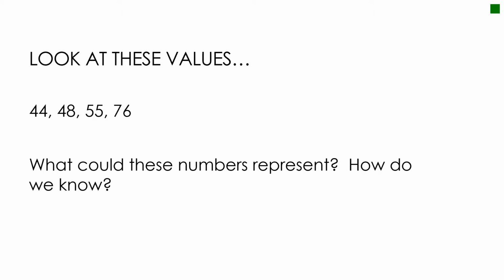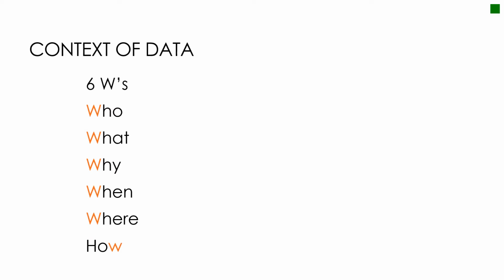Looking at these values, 44, 48, 55, 76, I have no idea what these values represent, why I've collected them, etc. How would we know? Well, we would need to know the context of the data, and that's the 6 W's. That's the who, what, why, when, where, and how. Yes, I cheated a little bit on this last one, but it's better than saying 5 W's and an H. So we've got 6 W's, and these are the types of context or the contextual clues we will need from our data.